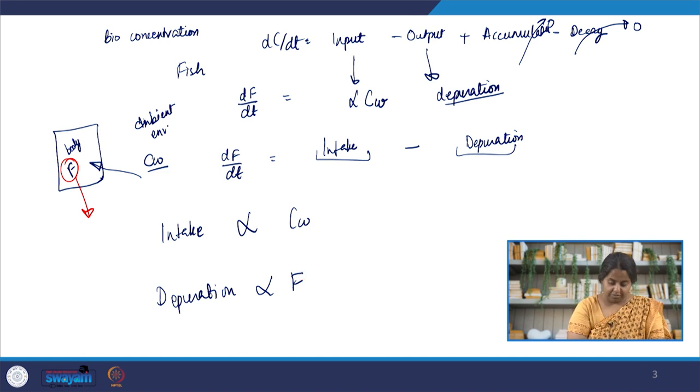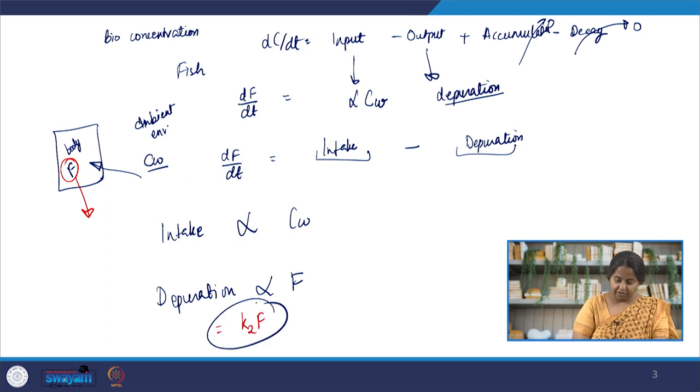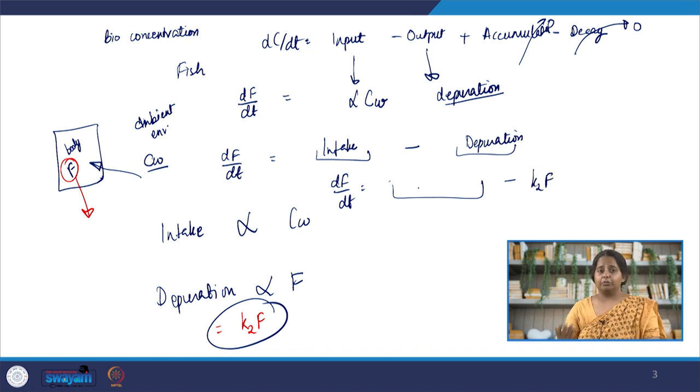Now let's write the terms down. So with depuration, it's pretty simple. It's almost a linear relationship between the concentration of the contaminant in fish's body and the rate at which it excretes. So it's a good assumption to say that depuration will be equal to K2F. So we can replace here. So we can write dF by dt, leaving space for input term here, minus K2F. So intake is going to be proportional to Cw. So we need a proportionality constant here. So let's say the proportionality constant is the capital K, Cw.